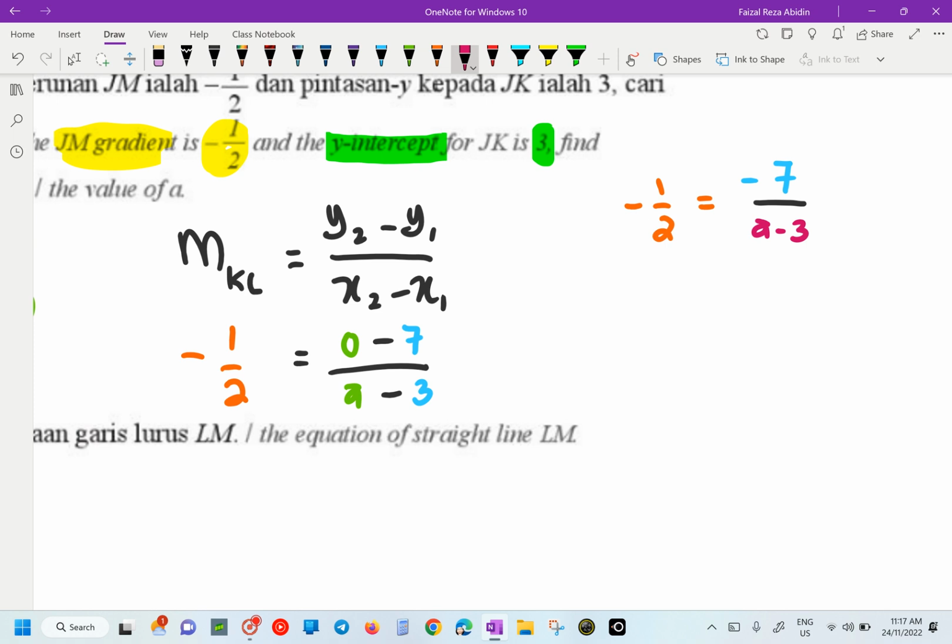So, what should we do? Yes, we are going to do cross multiplication. What does it mean over here? Negative 1 times a minus 3. So I'm going to write down over here negative 1 times everything there, a minus 3. Since it is multiplication, I put brackets. Can I write? Okay. Equals to, what do you have there? Negative 7 times 2. Can, girls?